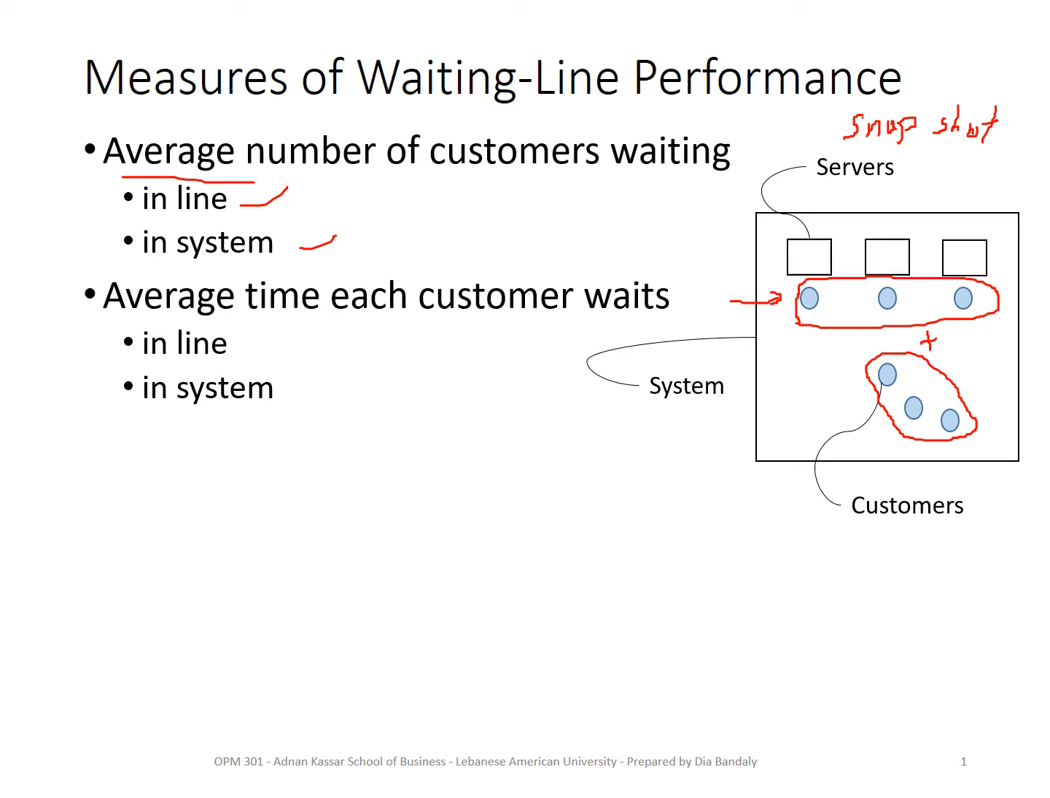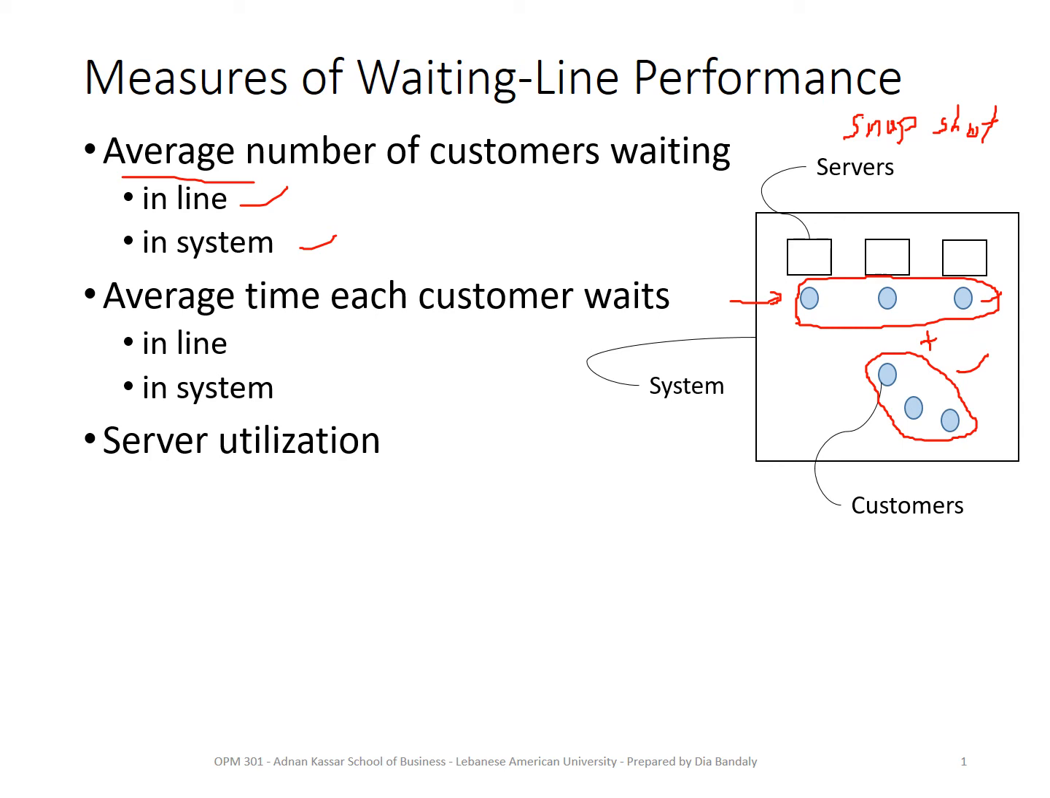Now another measure is what's the average time a person waits. And also here we have 2. What's the average time you waited while in the line, or the total time that you spend in the system, which of course you can tell is exactly the time that you spend waiting plus the time that you spend while you are being served.